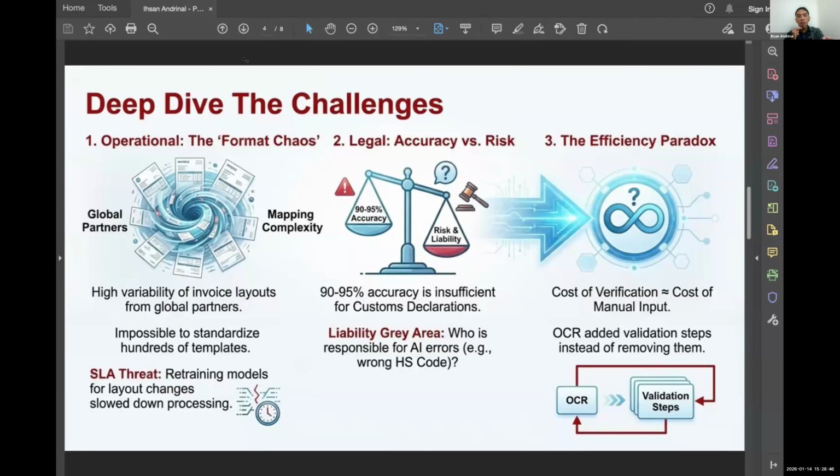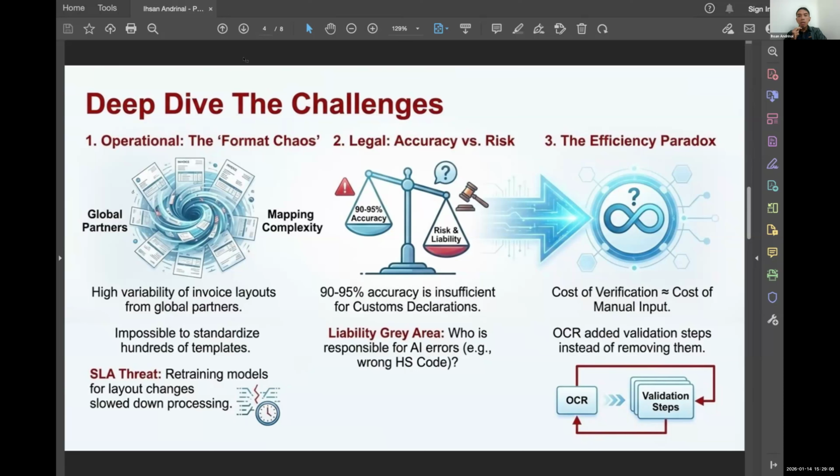The OCR engine struggled when the invoice layout changed slightly. Retraining the model for every vendor update slowed down our processing time. So the biggest hurdle wasn't the cost. It was the complexity of mapping that threatened our SLA. In a single window environment, meeting the SLA is mandatory.